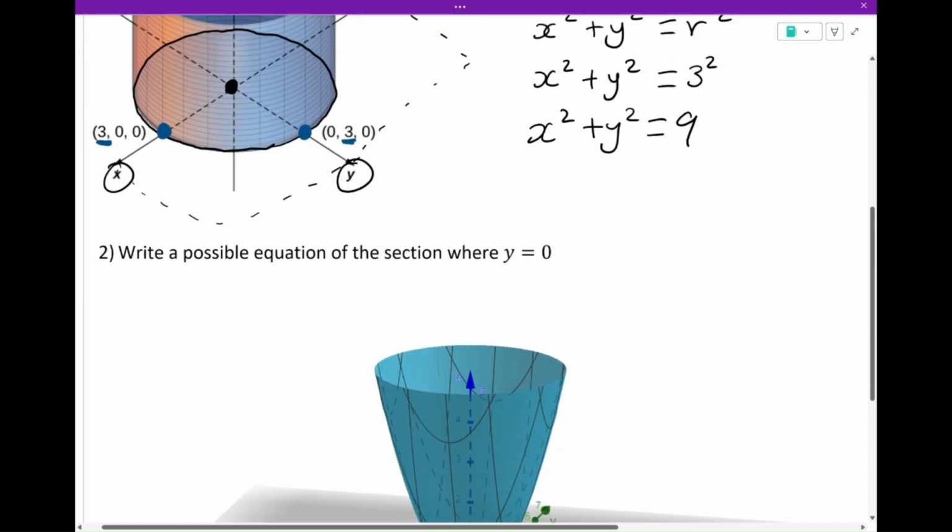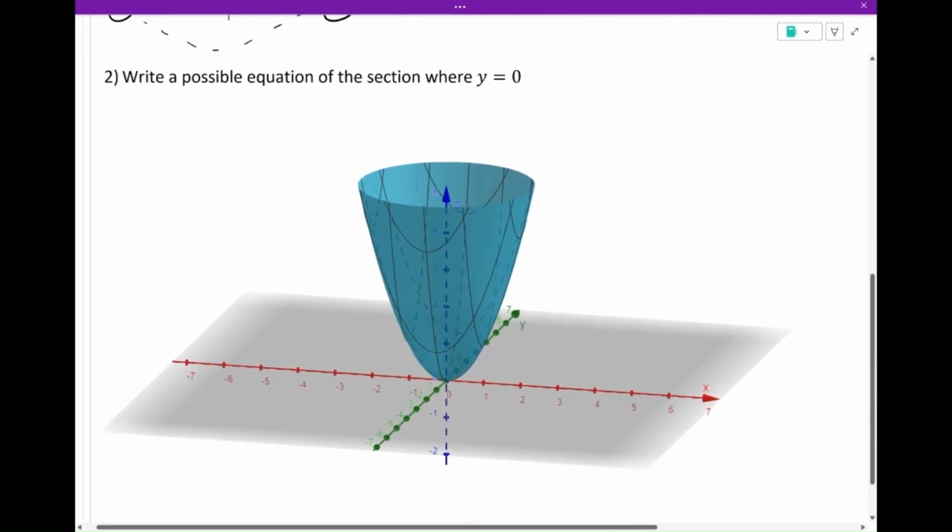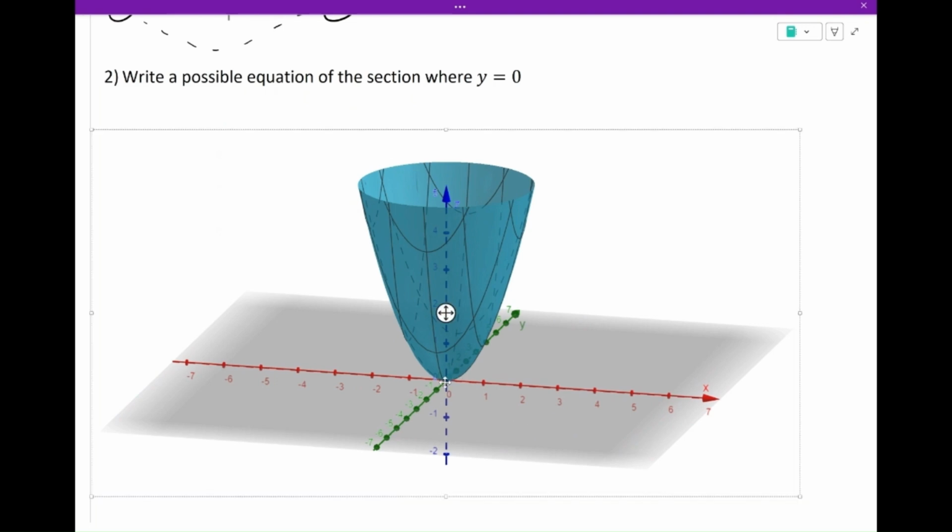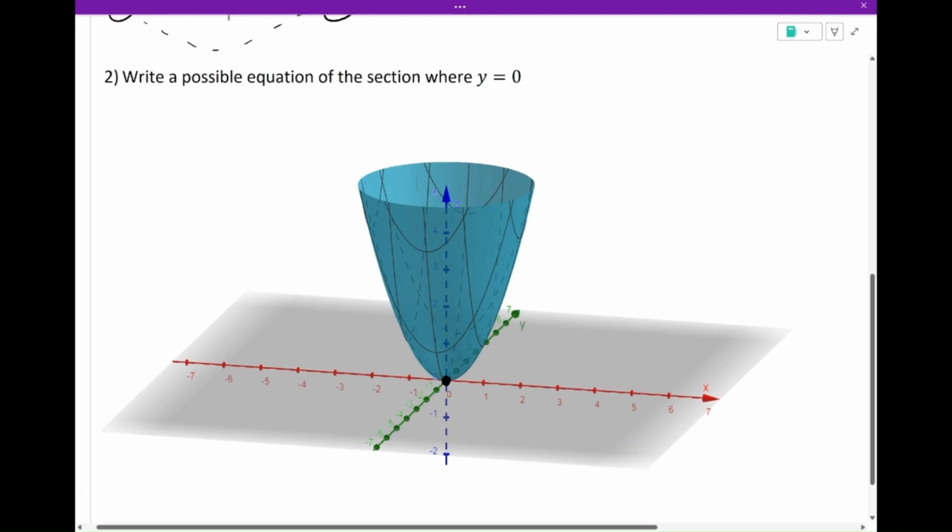Let's look at a different one. Write a possible equation of the section where y is equal to 0. First off, let's establish where our y coordinate is equal to 0. One point would be at the origin there. And then we just can't move in the direction of that green axis. So we can't go further away from the blue and red axis in either direction. We'd have to go side to side on both axes.